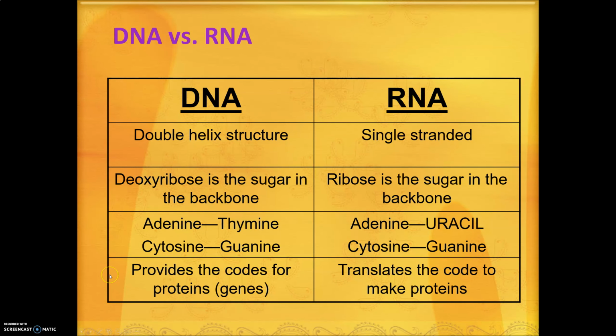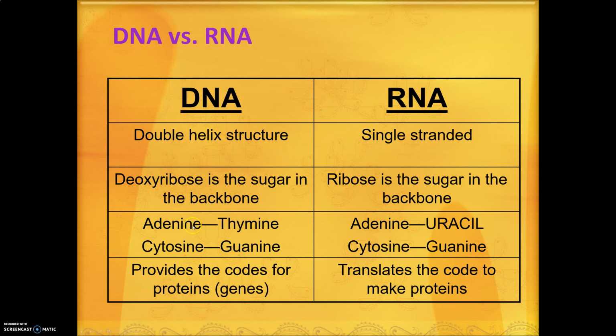Okay. Some differences between DNA and RNA. DNA, as we know, has a double helix structure. RNA is single-stranded. It's a lot smaller. And that's going to become important in just a minute. The sugar in DNA is deoxyribose. That's where the name comes from, DNA. The sugar in RNA is ribose. That's why it's RNA instead of DNA.